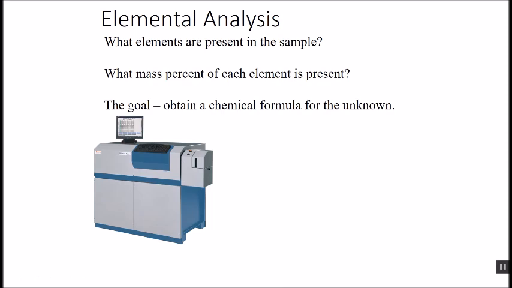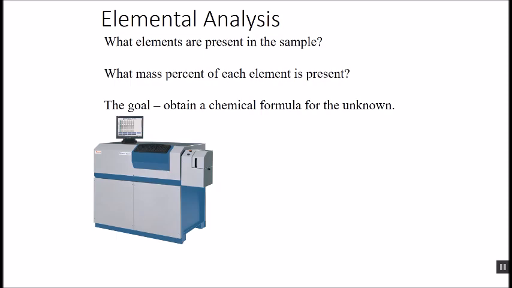Okay, we're going to move on to talk about something called elemental analysis. It's a technique to try to figure out what elements are present in a sample and what the mass percent of each element is. And the idea is that we can obtain a chemical formula for some unknown sample if we do elemental analysis. Now the instrument itself looks sort of like a big washing machine. And what you do is you stick your sample inside and you burn it with a known amount of oxygen, and you measure how much carbon and hydrogen and water and CO2 comes out of your sample.